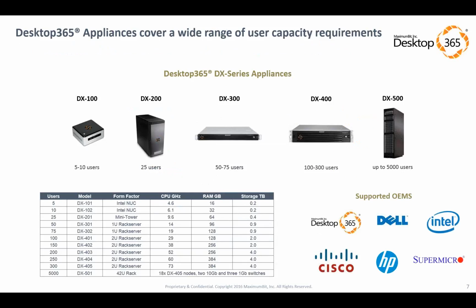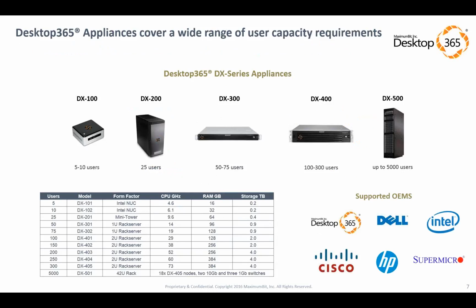At that point, you may start going into the rack. And then the most commonly used 100 to 300 user configuration of DX400 is a 2U rack server as one appliance node. Depending on the CPU selection, one server will host 100 or maybe up to 300 users. And then DX500 is a combination of multiple rack servers in a rack that can scale easily to about 5,000 users.